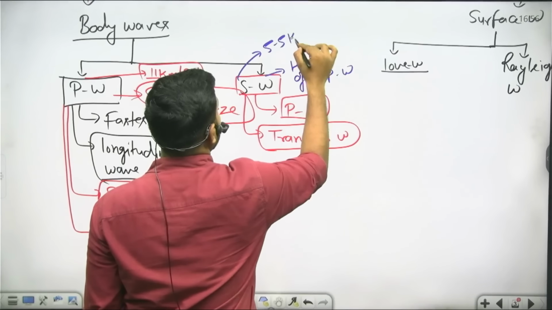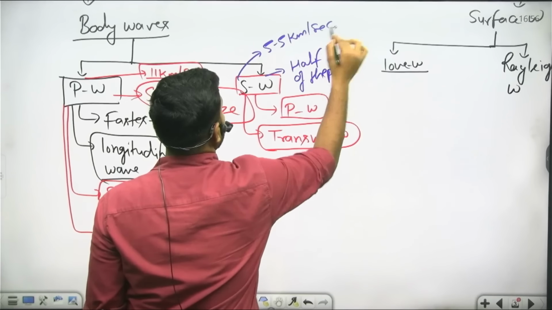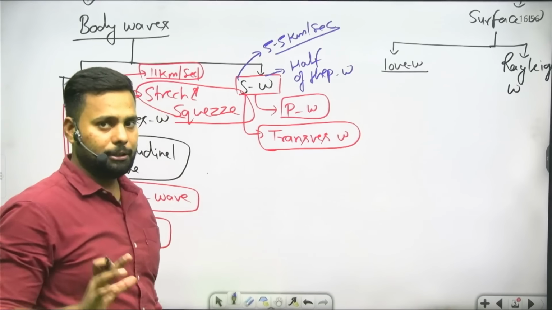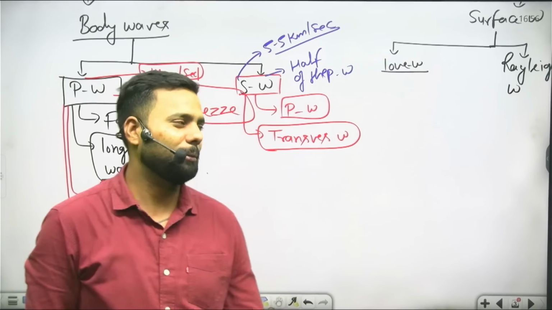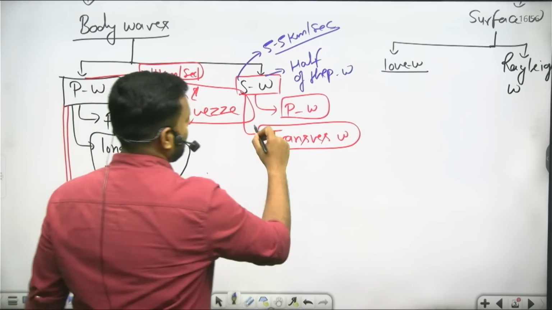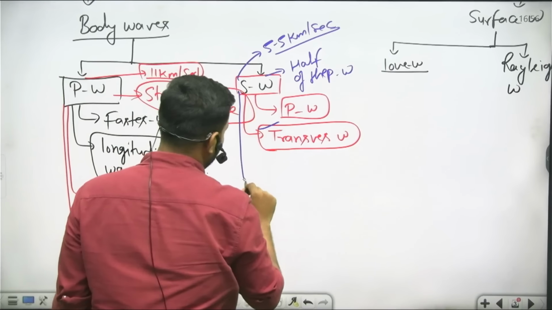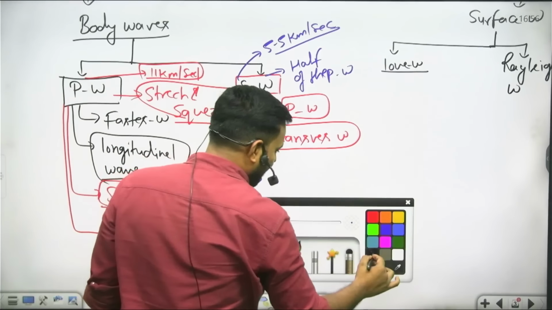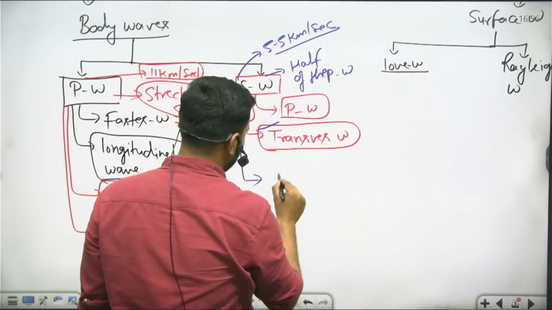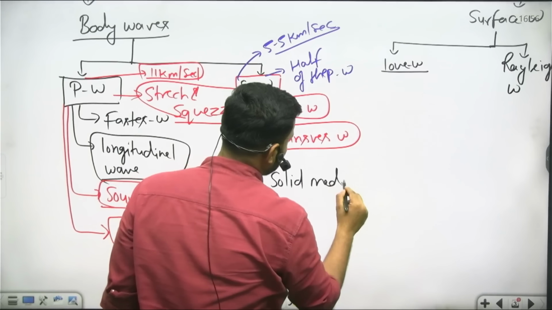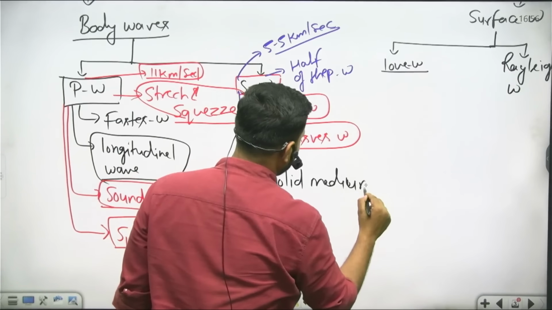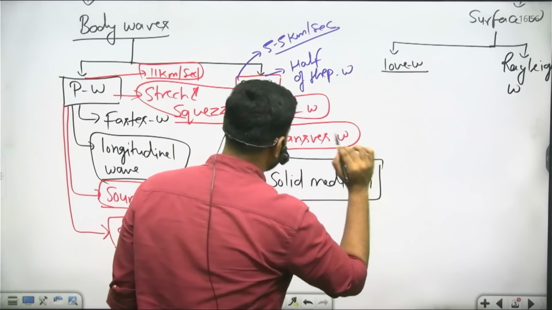5.5 kilometer per second. Thick. Without attending the whole lecture, do not form any kind of perception about the lecture. Okay, transverse wave. After transverse wave, what other property does it have? S wave only passes through the solid medium. Solid medium is the most important feature or characteristic of the S wave.